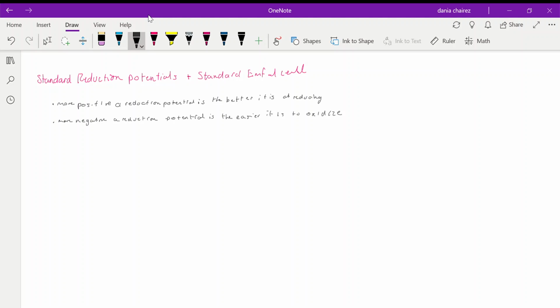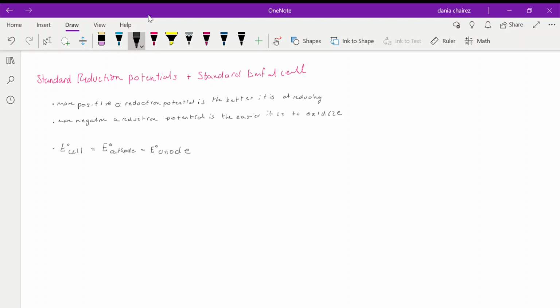So now moving on to the standard EMF of a cell, because like I keep telling you, they kind of go together. You're going to have the formula where E naught cell, or E overall, E total, it's just the E of the cell, the EMF, is equal to the E standard of your cathode minus the E standard of the anode.